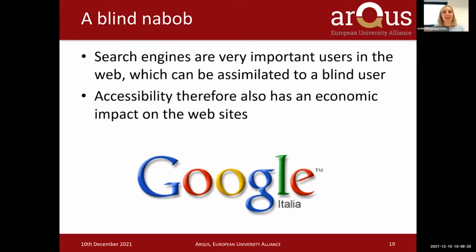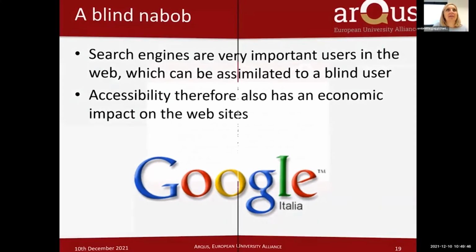So it's very important. Google cannot see. Google is a bot, it has no eyes. Okay, so if Google can understand your structure, your document, it means that everyone can understand your document, okay? So it's really, really important also for the economic impact of your website. Accessible websites are better trusted and indexed by Google, and this is very important.